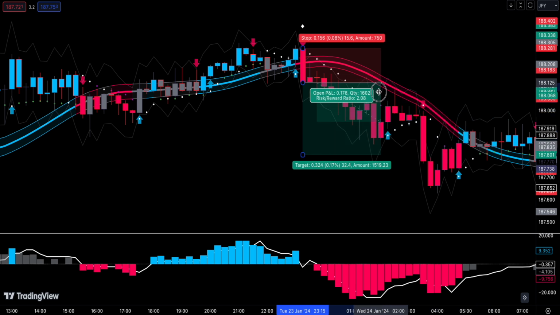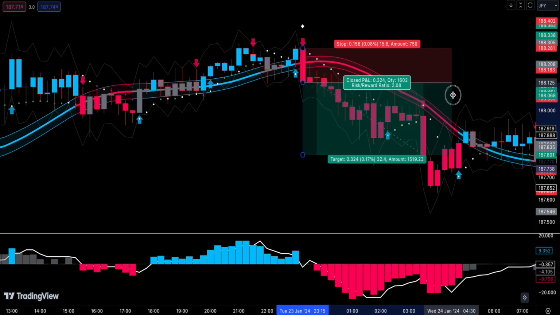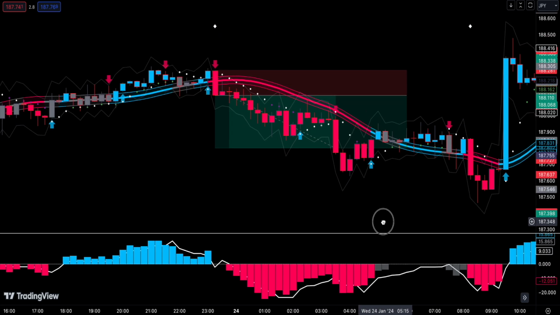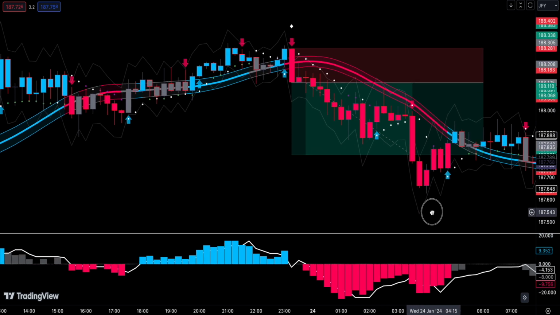Place your stop loss a few pips above the entry candle or in the previous swing high. Use 1:2 or above risk-reward ratio for your take profit, or use the previous swing low as your profit target. Let's see some examples.